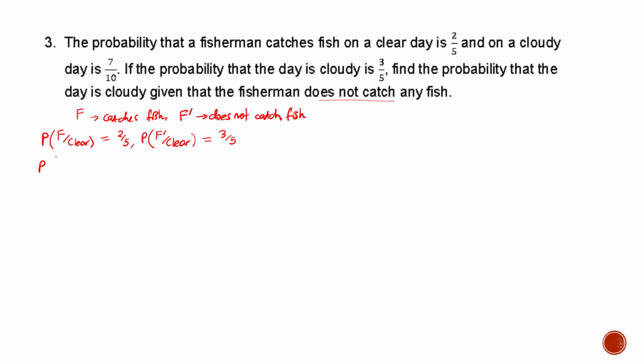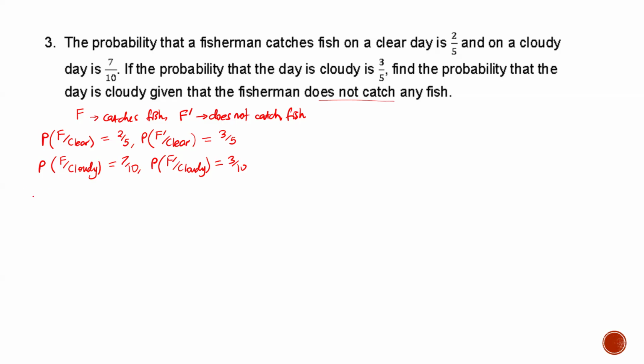Now, we've also been given the probability that he catches fish given that the day is cloudy. And this is 7 out of 10, meaning the probability that he doesn't catch fish on a cloudy day is going to be 3 out of 10. These are very important, yeah. So let's keep note of them.